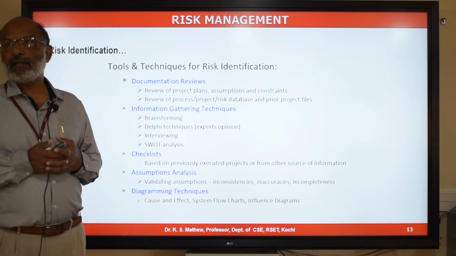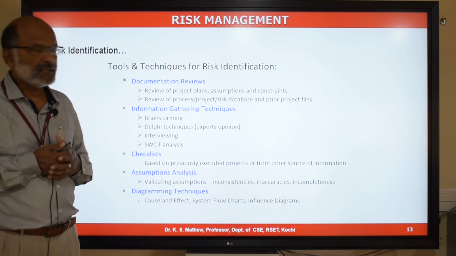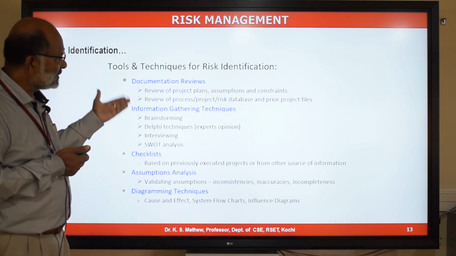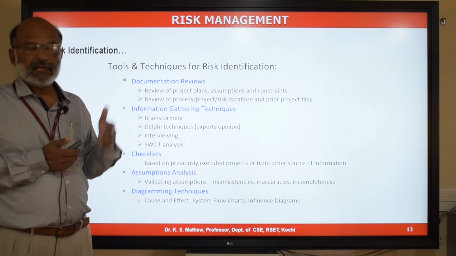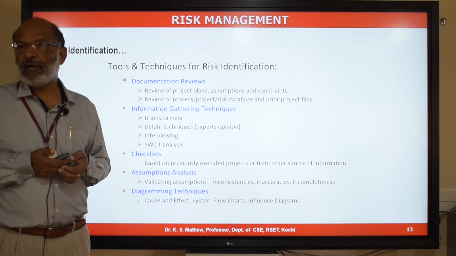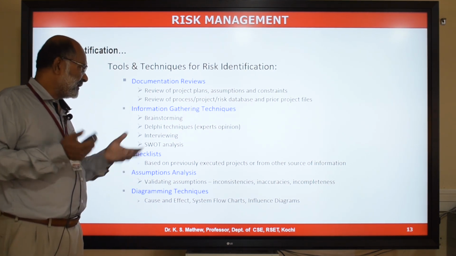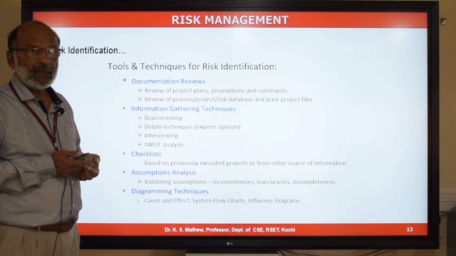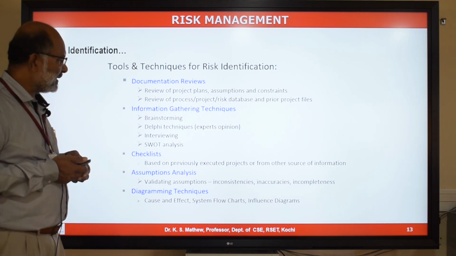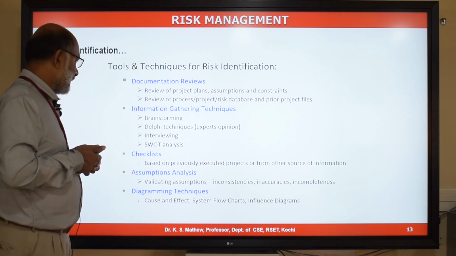You can also look at the various databases available in the organization, historical databases like process database, project database, risk databases of previous projects, which will help you to identify risk in your project. And you can apply a lot of information gathering techniques like brainstorming. You can have a brainstorming with subject matter experts and senior members of your team, which will help you to identify a lot of risk.